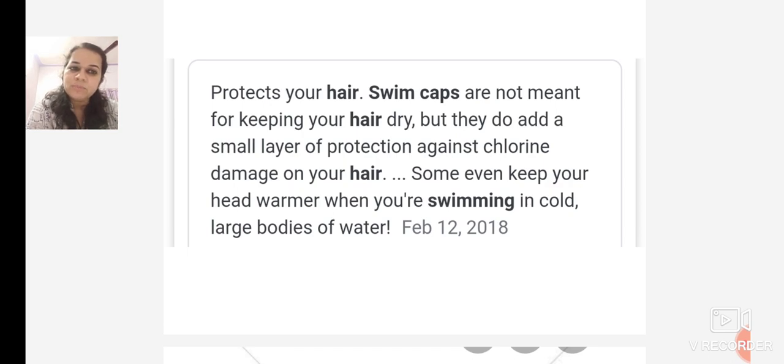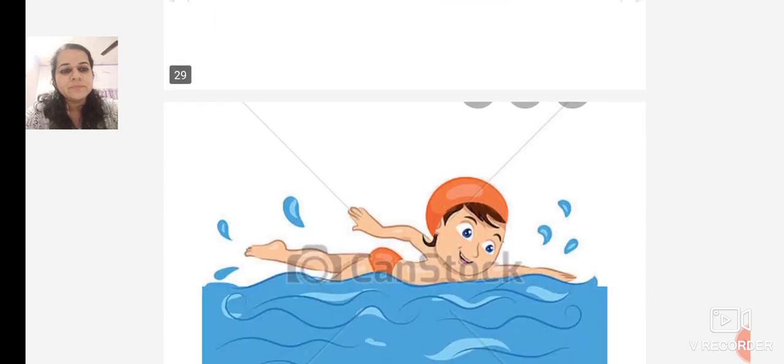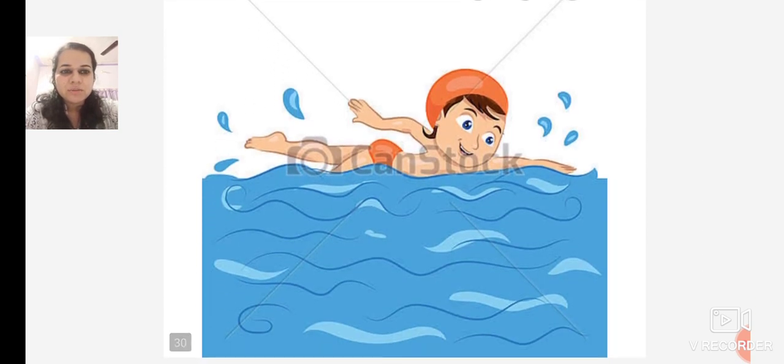It is not put on a beach, but it is put on a swimming pool because there are chemicals like chlorine added in the swimming pool water. And if you wear a cap, it helps protect your hair from the chemicals. So this sign or board is put outside, near a swimming pool. As you can see in the image, you should wear a cap and go for swimming.